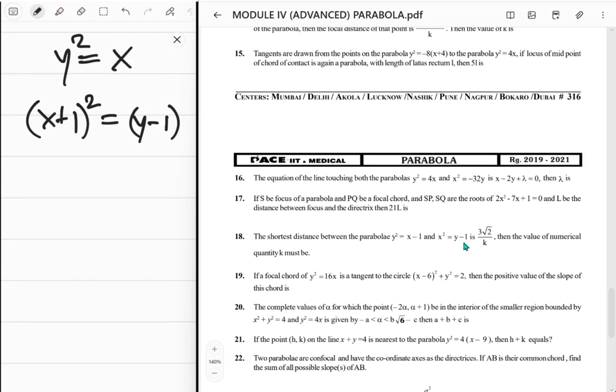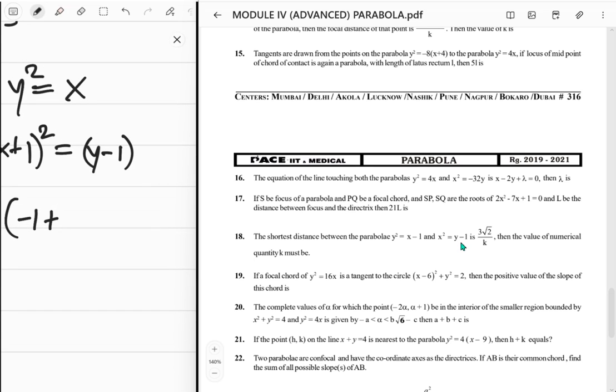So any point on this parabola can be parameterized, I think, which is like negative 1 plus... I'm going to use some other kind of parameters. Should we use some other parameterization or not? I mean, it could really throw off the whole thing, whatever. So this guy is parameterized like this.